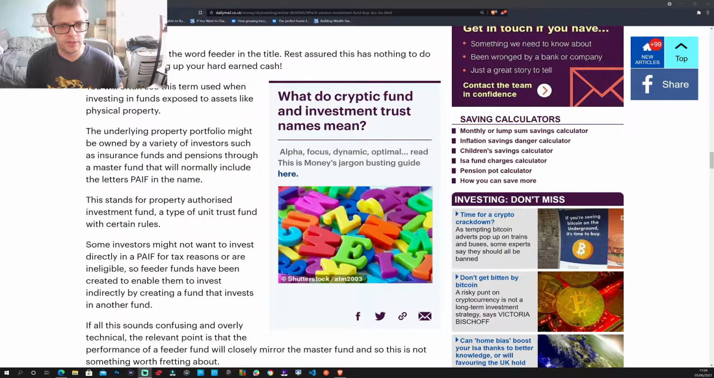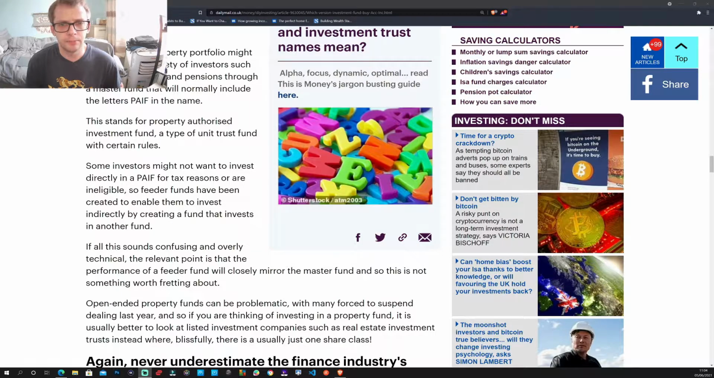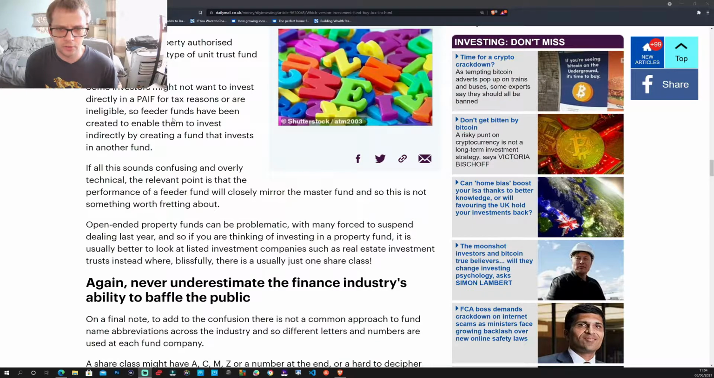So, you will often see this term used when investing in funds exposed to assets like physical property. The underlying property portfolio might be owned by a variety of investors such as insurance funds and pensions through a master fund that will normally include the letters P, A, I and F in the name. This stands for Property Authorised Investment Fund, a type of unit trust fund with certain rules. Some investors might not want to invest directly in a PAIF for tax reasons or are ineligible, so feeder funds have been created to enable them to invest indirectly by creating a fund that invests in another fund. Very clever.